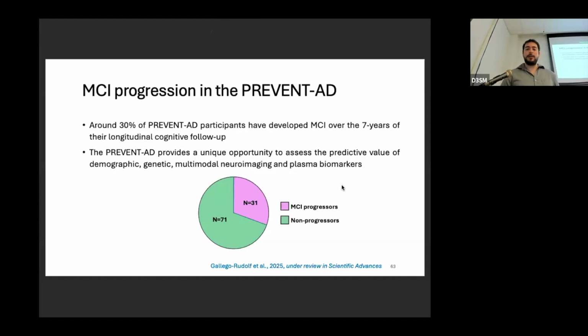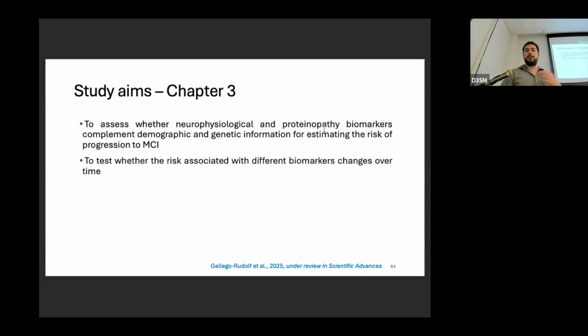At the time I did this analysis in 2024, we had around 30 participants in the PREVENT-AD, 30% of the participants, that progressed to MCI over 7 years of longitudinal follow-up from the first PET scan to the last cognitive follow-up in 2024. And therefore, because we have biomarker measurements before they progress, we can try to assess which of these biomarkers we can use in order to predict who's going to develop cognitive impairment in the future. So the idea was to test whether neurophysiological activity can complement established proteinopathy biomarkers from PET and plasma for predicting who's going to progress to MCI.